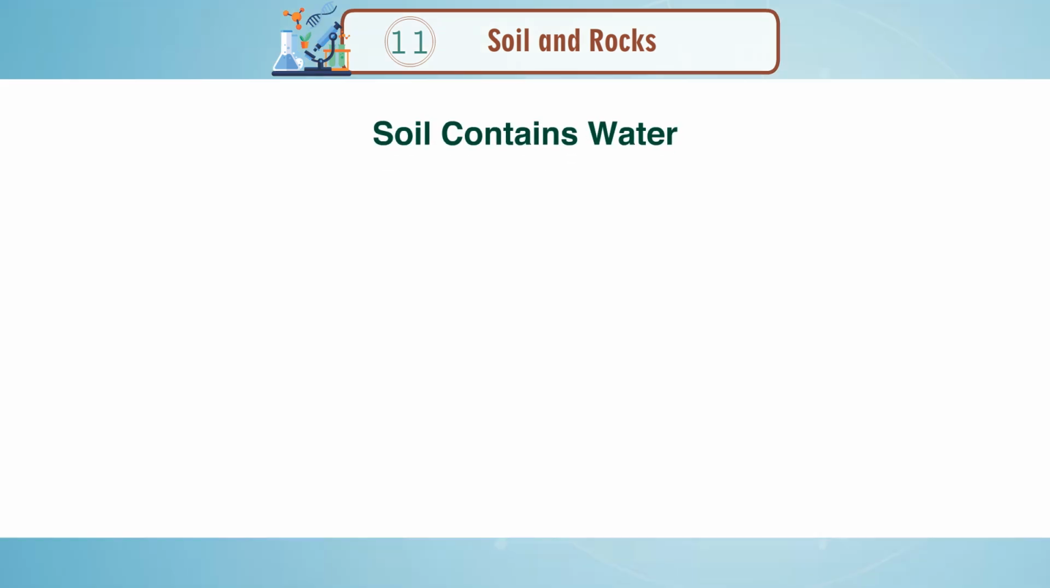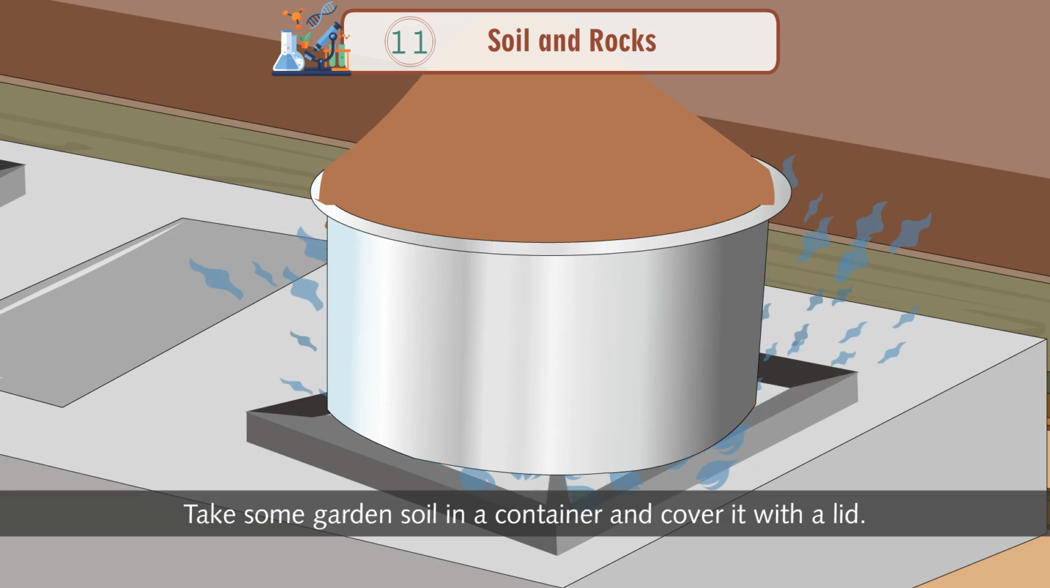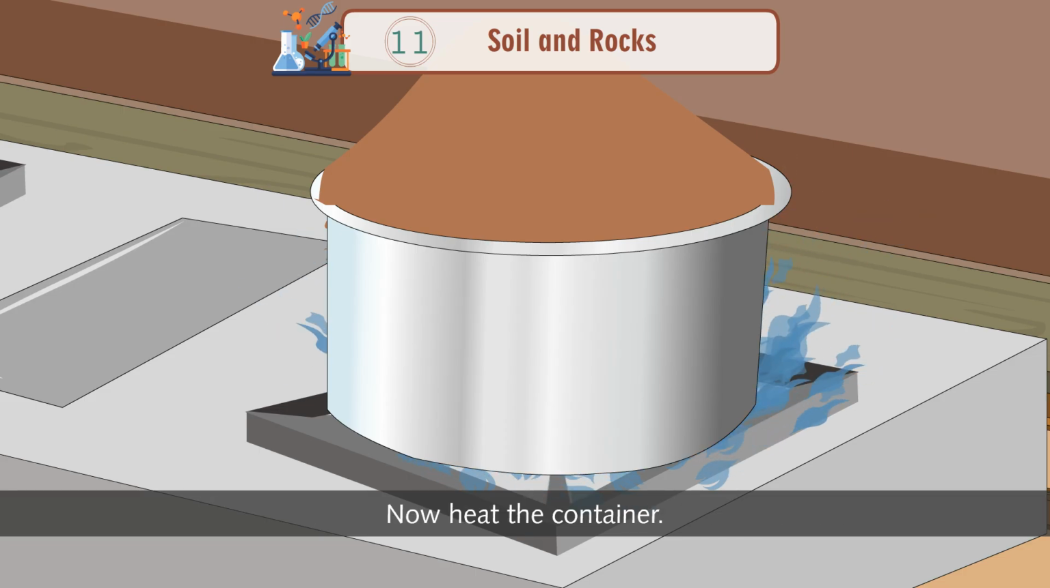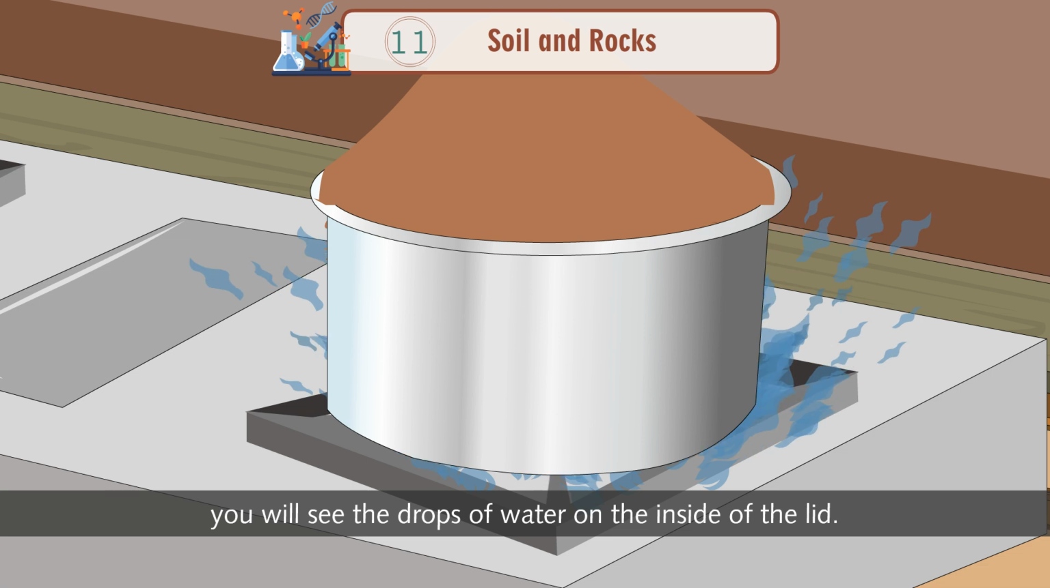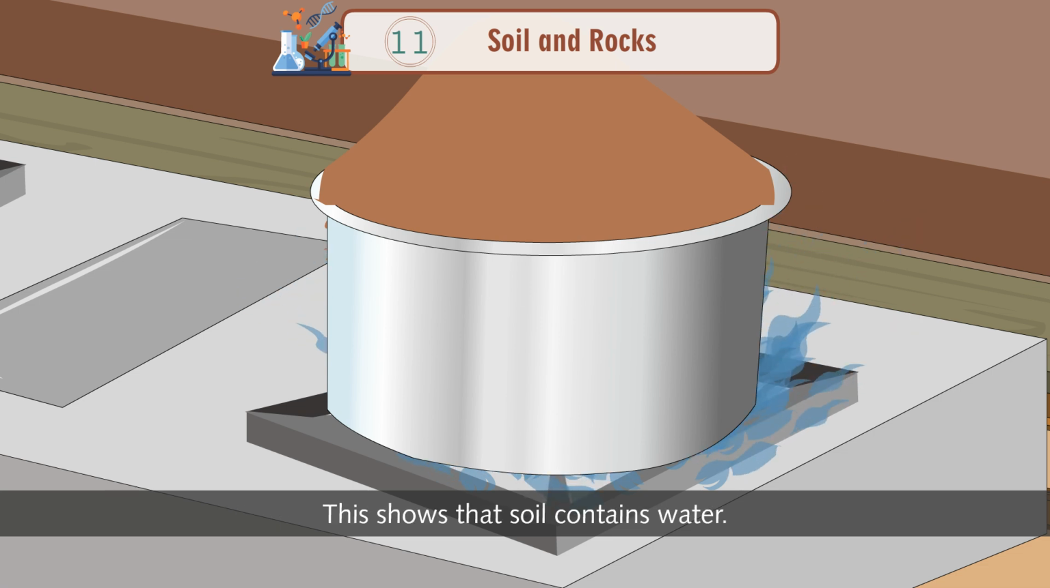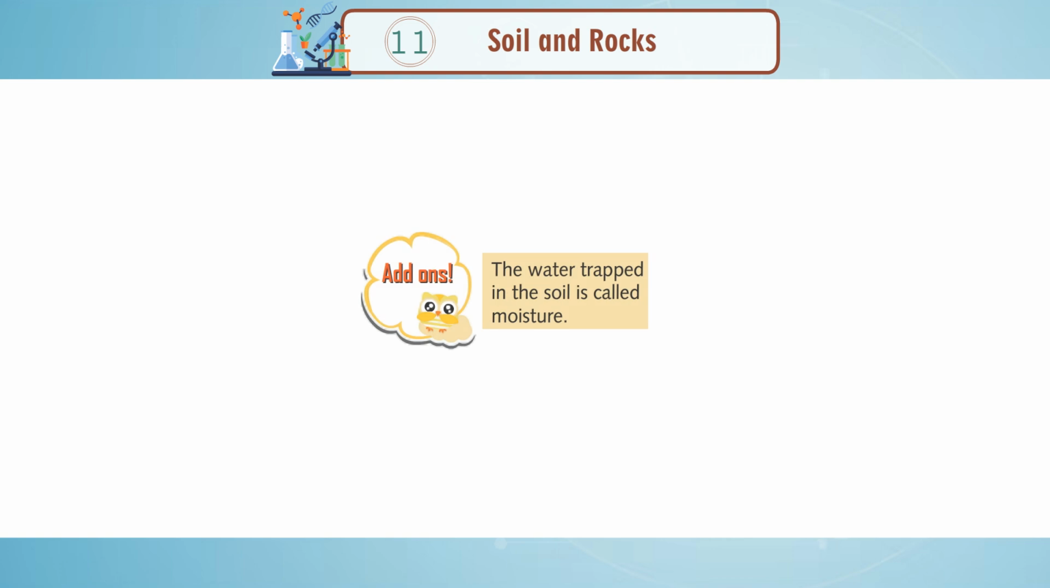Soil contains water. Take some garden soil in a container and cover it with a lid. Now heat the container. Open the container after a few minutes. You will see the drops of water on the inside of the lid. This shows that soil contains water. Add-ons. The water trapped in the soil is called moisture.